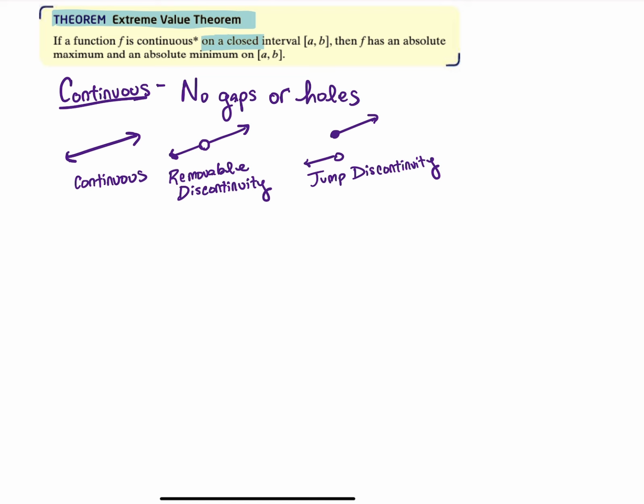So if a function is continuous on some closed interval, then this theorem is saying that we're guaranteed to have some absolute minimum or maximum. Let's just think of some random function, and I'm going to make it continuous. So I'm not going to pick up my pen. So maybe it looks something like this.